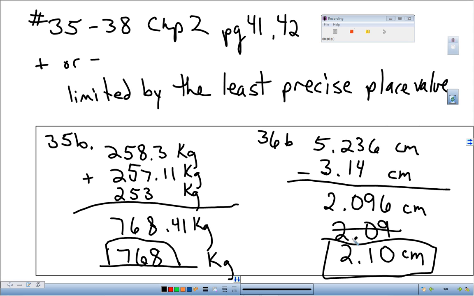Now, that was 36B, final answer. Oh, don't forget your units, Jesse. We're just doing B of all of these. For homework, you need to do A, B, C, and D. If there's a D, do the D. A, C, D, right, because we're doing B. Just A, C, D.